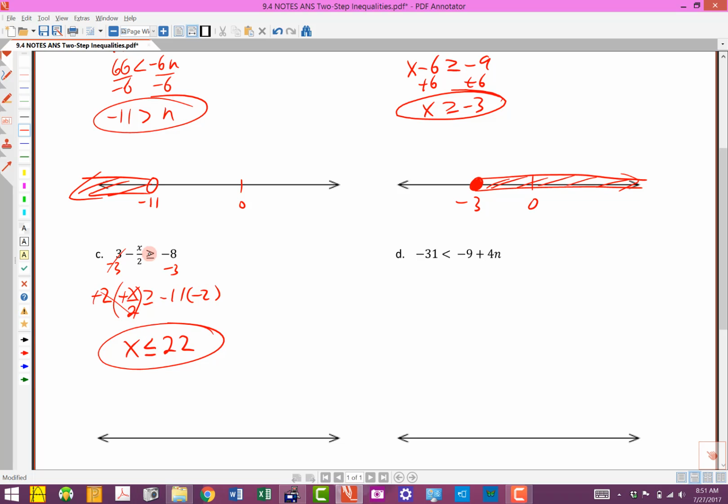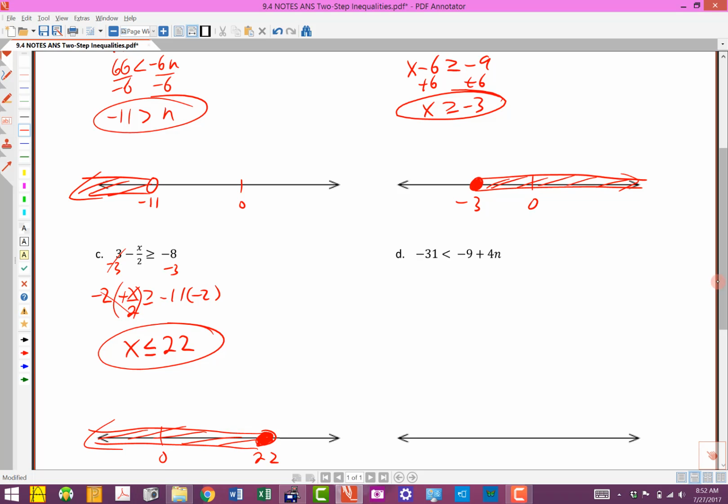So you'll notice we've got a greater than, and then the step that we multiplied by a negative, again, we had canceled that guy right there. That's when it switched the direction. So here's 0, here's 22. We're going to circle 22. We're going to fill it in. We're going to read the inequality from the variable. The answers are less than or equal to 22, so we're going to shade this direction right here.